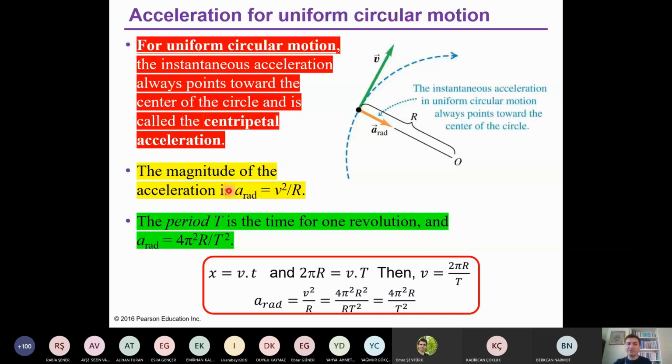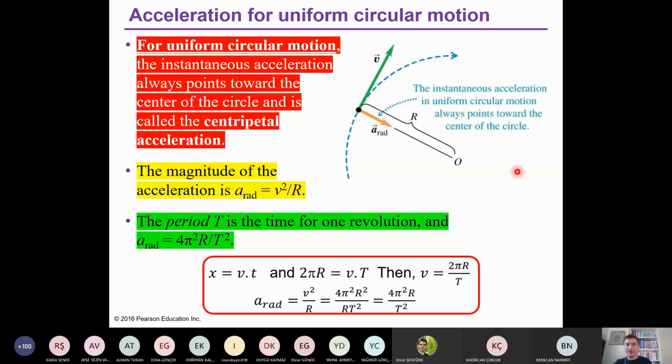So how to get the relation between a radial and this period? Here I have the formula x is equal to v times t: displacement, velocity, and time. What is the displacement here? You start from this point, go around the circle, and finish your travel here. Displacement is given by the circumference of the circle, 2 pi r, right? Instead of x, you can use 2 pi r.